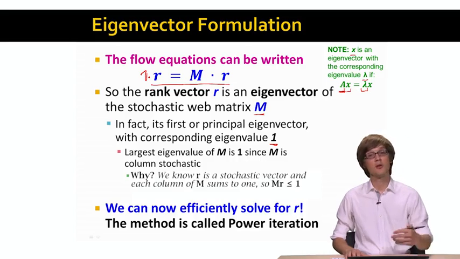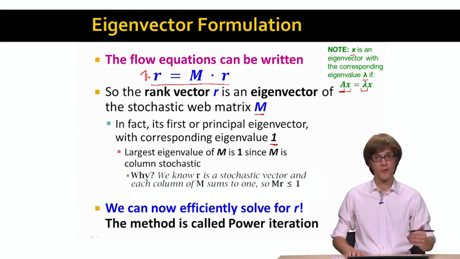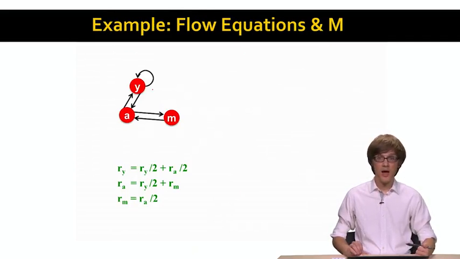So now we actually know how to compute PageRank. The way to compute PageRank is to find the eigenvector of matrix M that corresponds to the eigenvalue with the value of 1. So that's what we learned so far. Now we can actually go and compute the thing. Let me show you what we have so far.